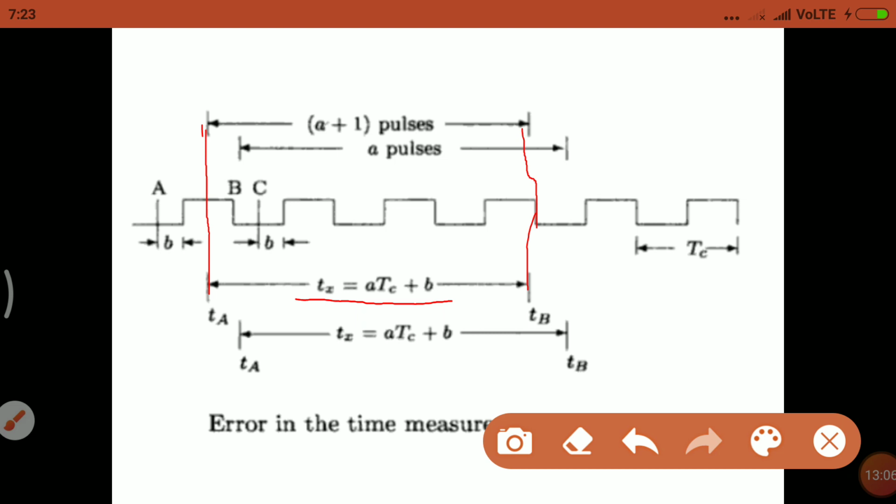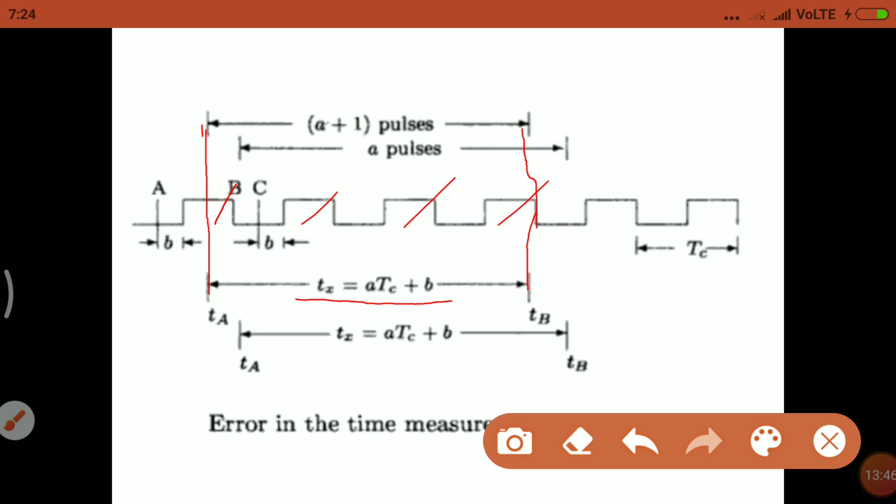Now what is A plus 1? Let's say this pulse, this pulse, this. There are three pulses, plus the event occurred between A and B, so your counter will also count this pulse. That's why it is A plus 1 pulses. Now how to find out the error? We know that the actual time interval Tx is nothing but A into Tc plus B. But the counter counts the number of pulses, that is 4. So obviously some error occurs.